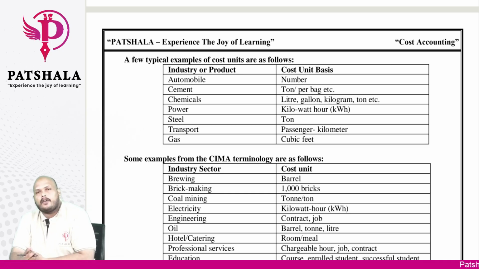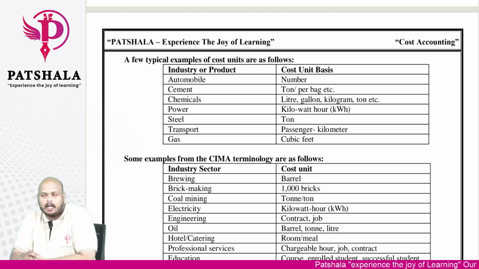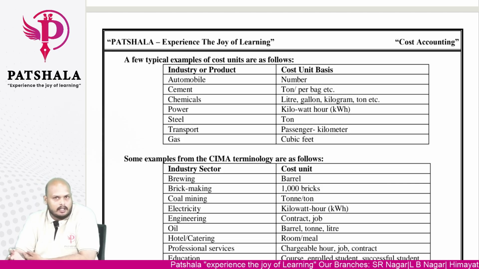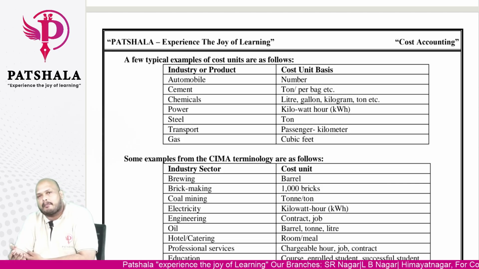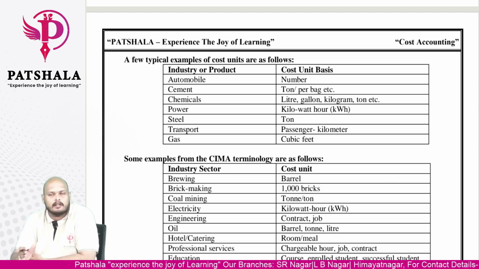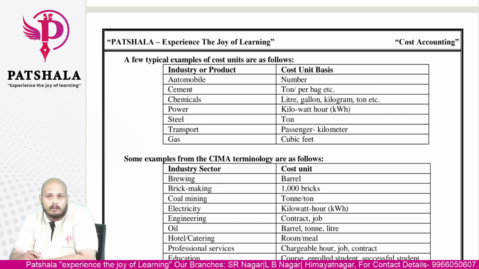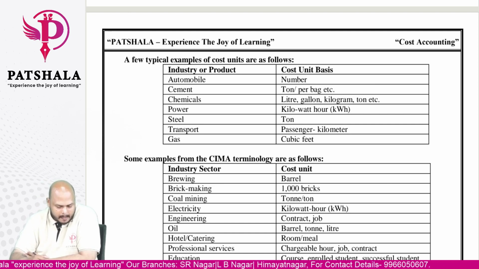Cement. If you are taking the cement industry, how will they measure? Generally, they will measure per ton or otherwise per bag. Generally, per ton is nothing but 1000 kgs. We will call it per ton, or otherwise they will measure per bag. Per bag generally consists of 50 kgs or 100 kgs. That is the unit of cost measurement.